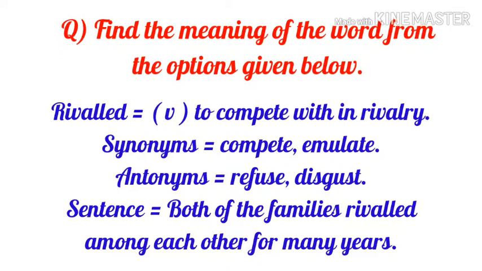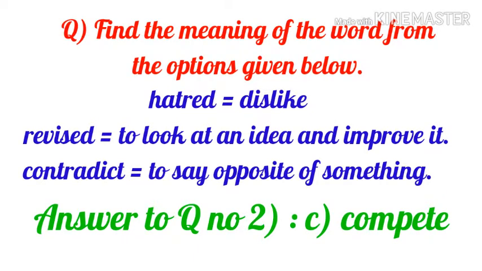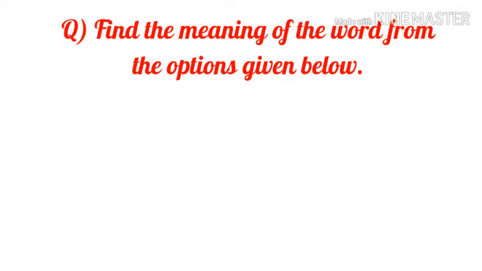Then here options are given. Hatred means to dislike. Revise cannot be the answer, because revise means to what? To look again at something or at an idea so that you can improve it. So revise also cannot be its answer. Compete is an option. It is a synonym of the word rival. And contradict means to say something opposite of something. So this also cannot be the answer. So its answer is what? Compete. So option number C is the answer to question number 2.